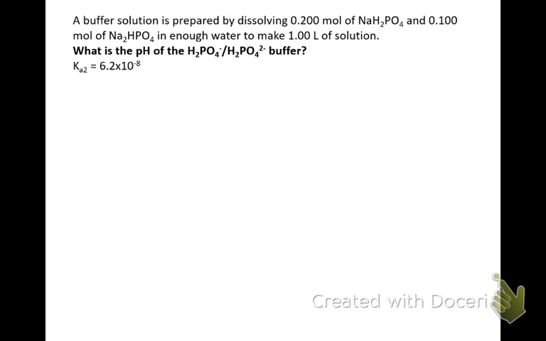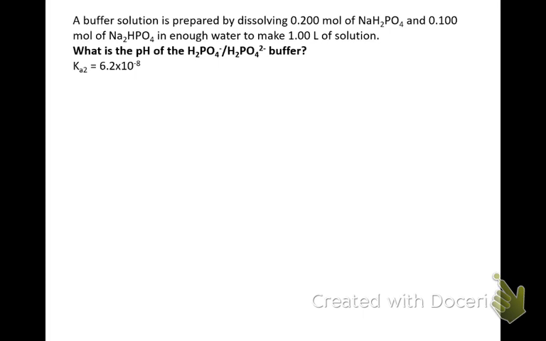Okay, so now how could we calculate the pH of a solution we prepare? Here we have a buffer solution prepared by dissolving 0.2 moles of NaH2PO4 and 0.1 mole of Na2HPO4 in enough water to make 1 liter of solution. Our question here is, what is the pH of this buffer?